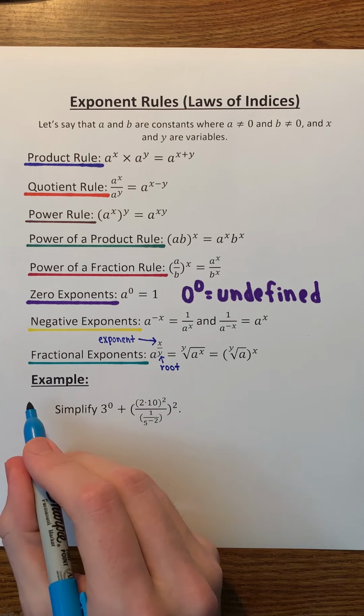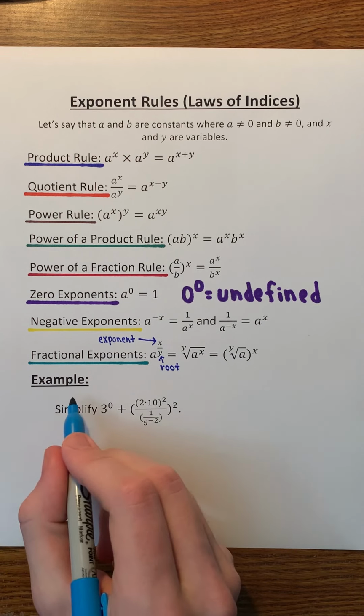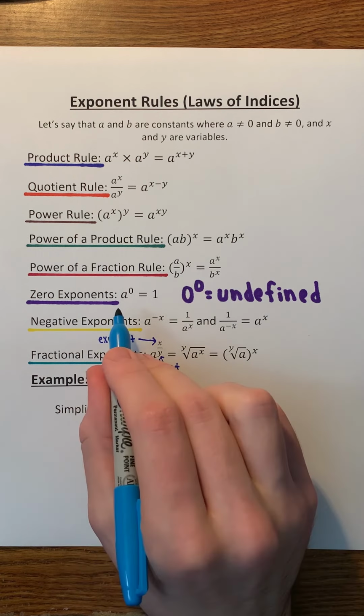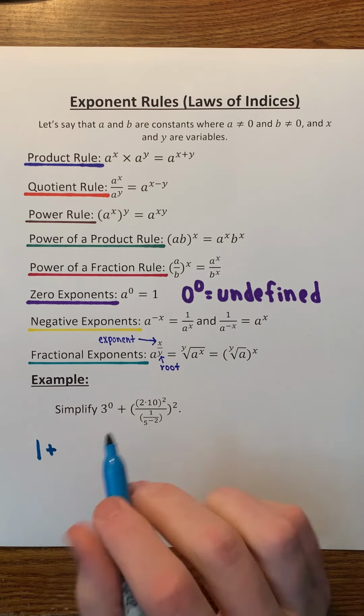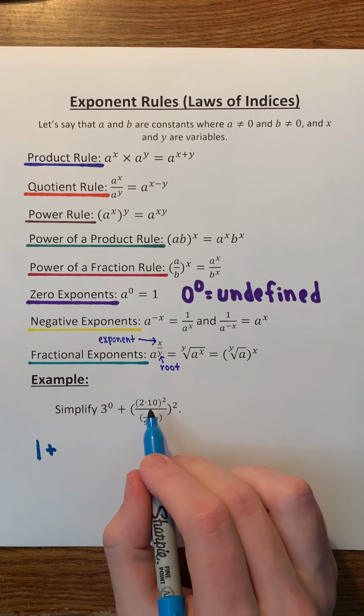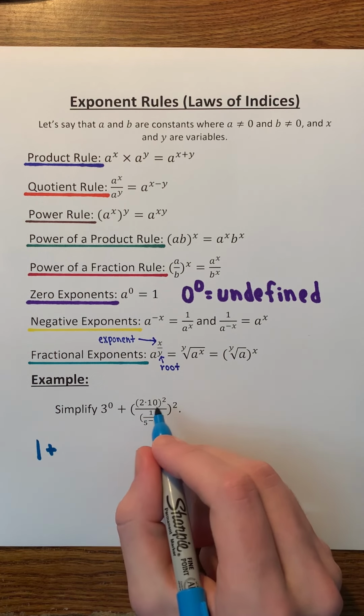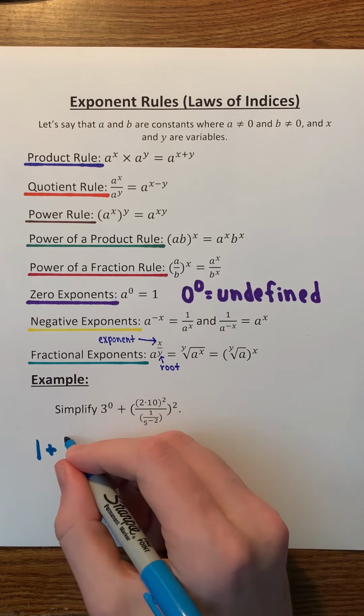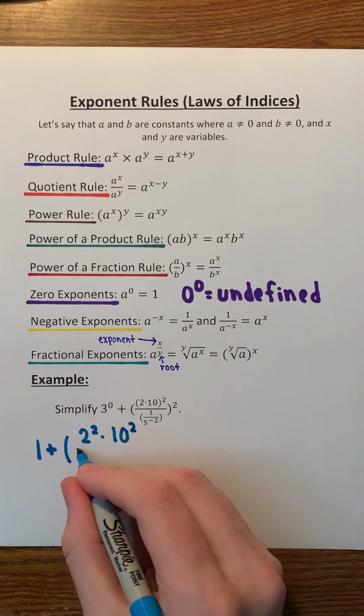Lastly, let's do an example which involves some of the things that I covered. We have to simplify this expression. 3 to the power of 0 is just going to be 1. I could multiply 2 by 10, but I'm just going to bring the exponent of 2 down to 2 and 10 using the power of a product rule. So, we're going to have 2 squared times 10 squared.